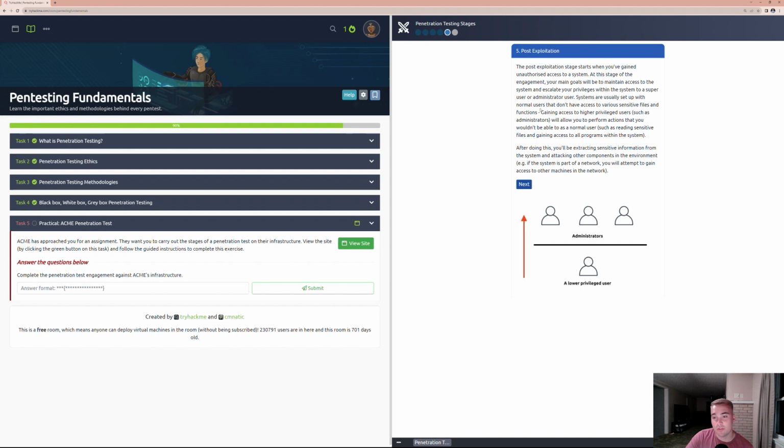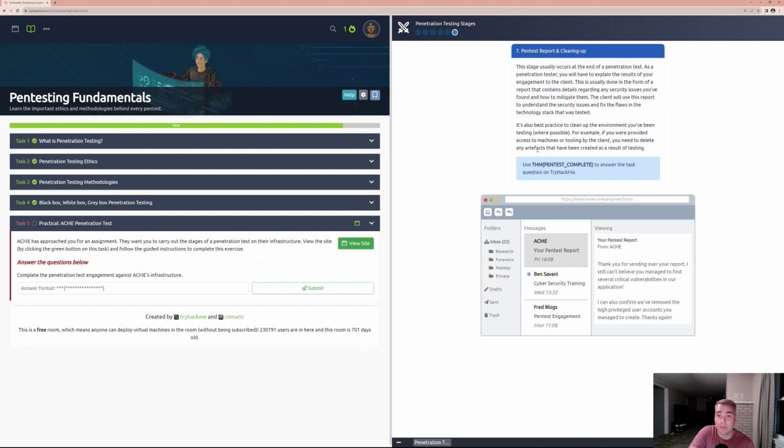Systems are usually set up with normal users that don't have access to various sensitive files and functions. Gaining access to higher privileged users, such as administrators, will allow you to perform actions that you wouldn't be able to as a normal user, such as reading sensitive files and gaining access to all programs within the system. After doing this, you'll be extracting sensitive information from the system and attacking other components in the environment. For example, if the system is part of a network, you will attempt to gain access to other machines in the network.